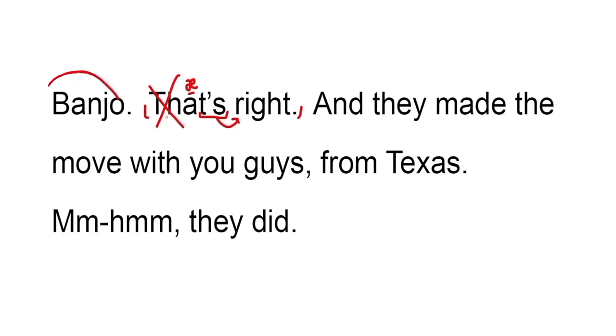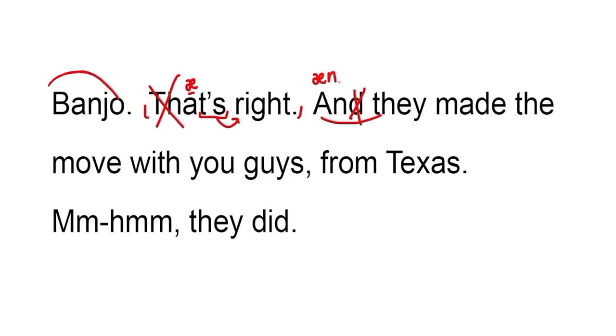And they made the move with you guys. So notice I definitely dropped the D here, and that is a more normal pronunciation of the word and. And they made the move. I keep the full A vowel, could have reduced it to the schwa. And they made the move with you guys from Texas.